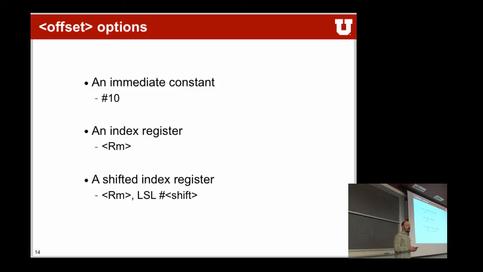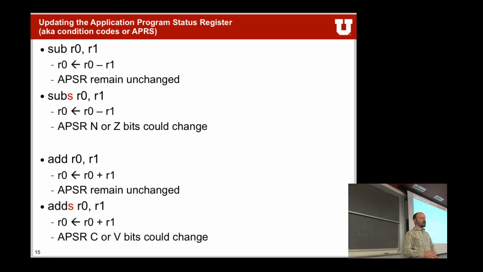You can have an index register sometimes, depending on the encoding, where the offset is stored in a register itself. Or you can even have a shifted index register. So you have a register, but before it gets used, it will be left shifted or right shifted in one direction or the other.